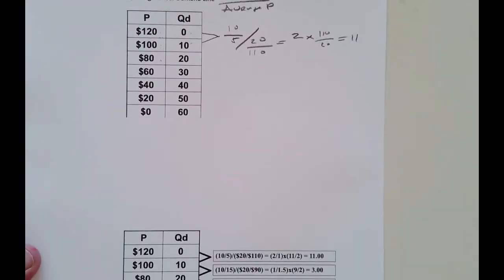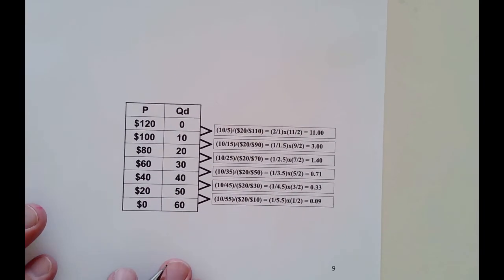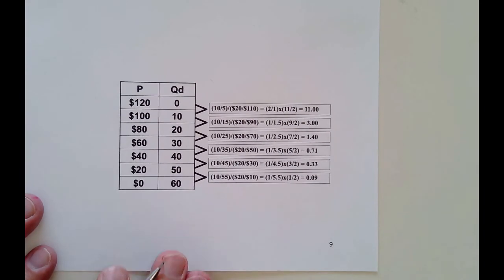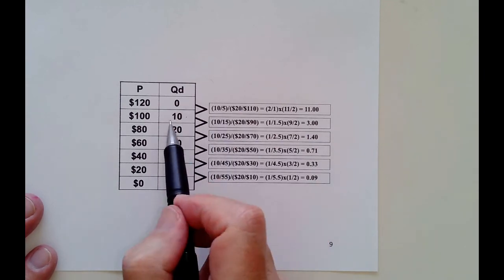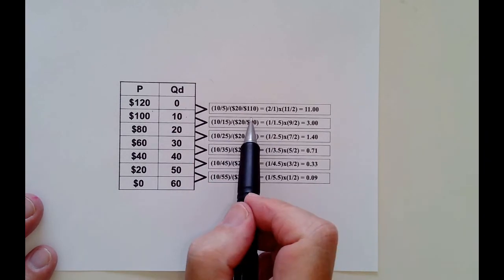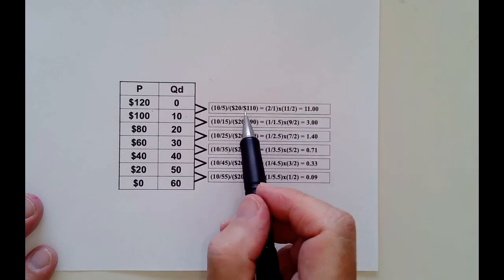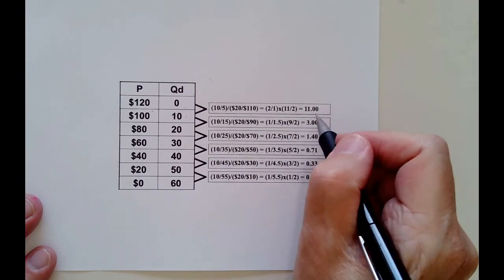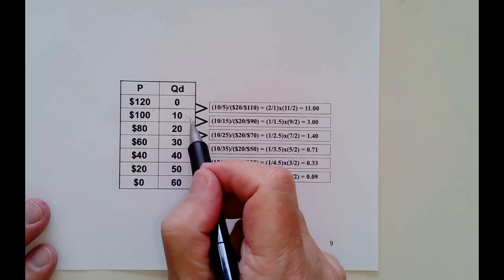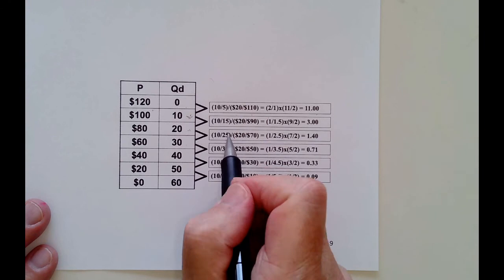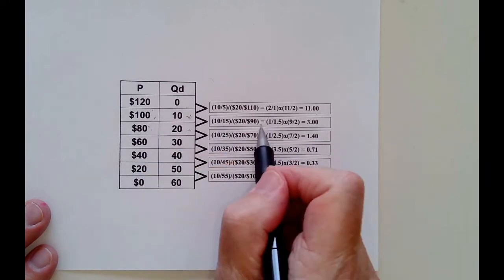And that's what I did down here. So that would be the change in the quantity, average of the two quantities. Change in the price is 20, average is 110, that's 2 over 1, and then I can times by 11 over 2, reciprocal, and that gives me 11. If I go here, the change is going to be the same, but now the average is going to be 15 higher. Change is going to be 20, but the average is going to be 90 now.